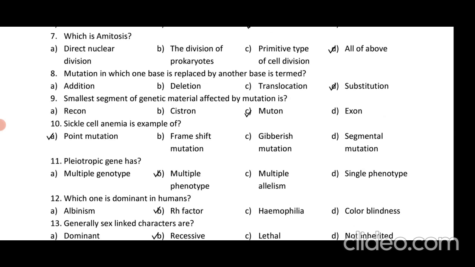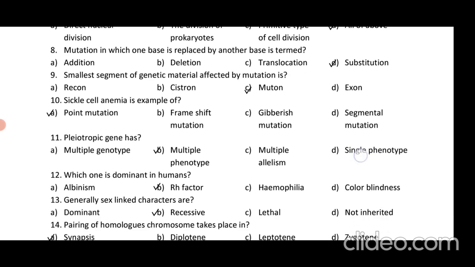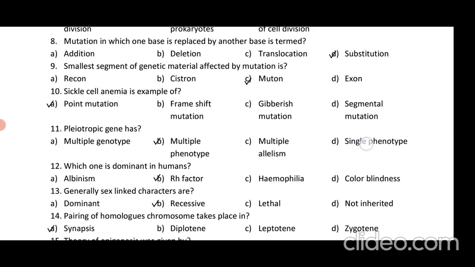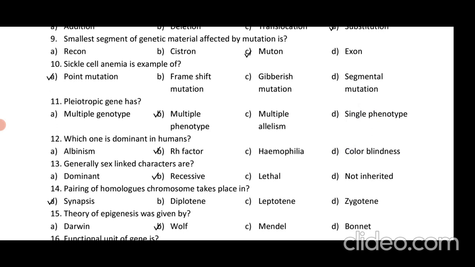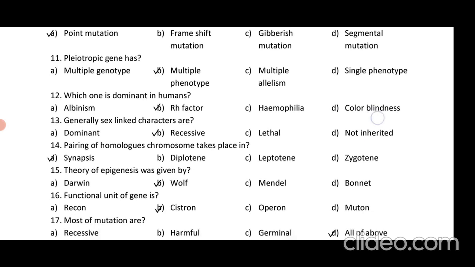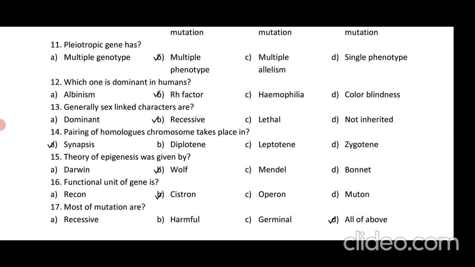Which one is dominant in humans? Rh factor. Generally, sex-linked characters are recessive. Pairing of homologous chromosomes takes place in synapses. Theory of epigenesis was given by Wolff. Functional unit of gene is cistron. Most of mutations are germinal, harmful, and recessive.